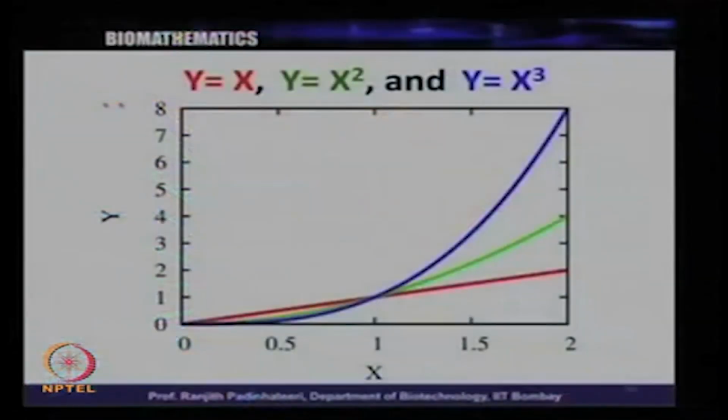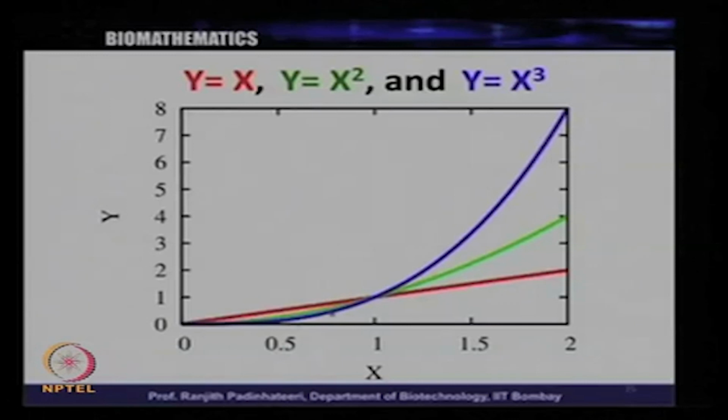Now we have seen x square, and the next simplest function is x cube. Let us try and see how it would look if you plot x cube. Have a look at this slide. What you have plotted here is basically y equal to x, y equal to x square, and y equal to x cube. The red line is y equal to x, the green curve is y equal to x square, and the blue curve is y equal to x cube.